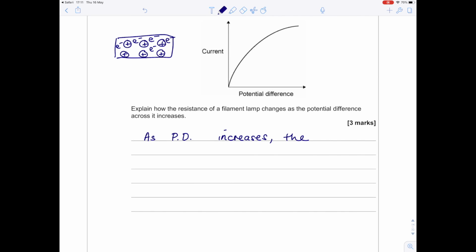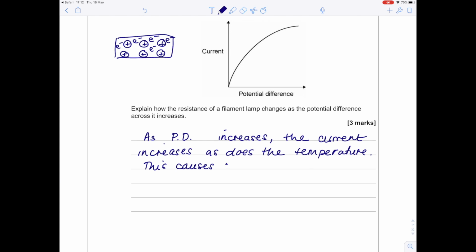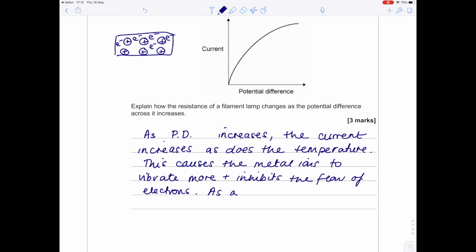So as potential difference increases, the current increases, as does the temperature. This causes the metal ions to vibrate more and inhibits the flow of electrons. As a result, resistance increases.